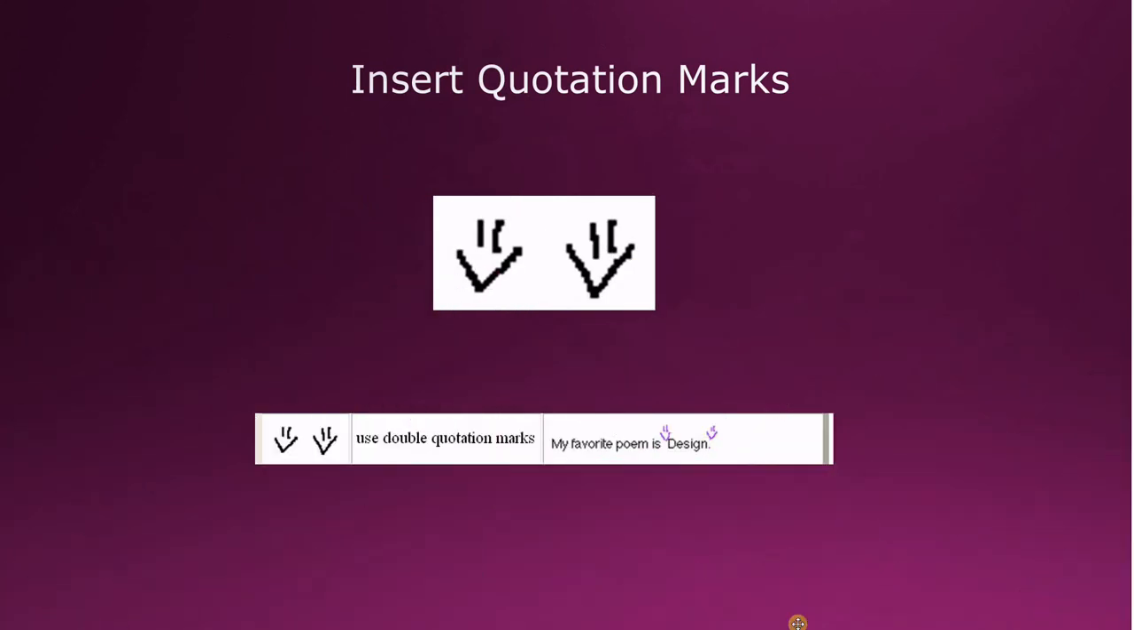Insert quotation marks. The insert quotation marks symbol is very easy. It almost looks like happy faces. Use double quotation marks. Here is an example. My favorite poem is Design. Design is the name of the poem. So since it is the title of the poem, it needs to be quoted. So here, if I was going to fix it, I would have to put my favorite poem is "Design."